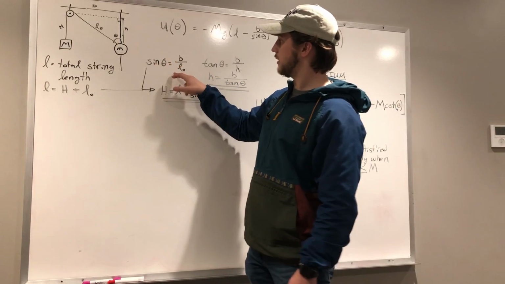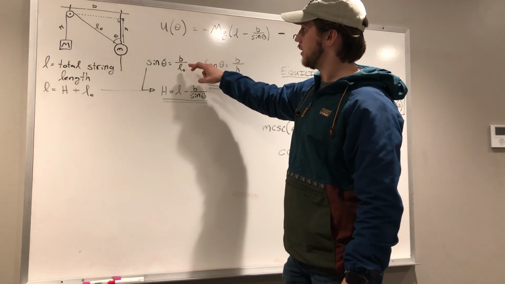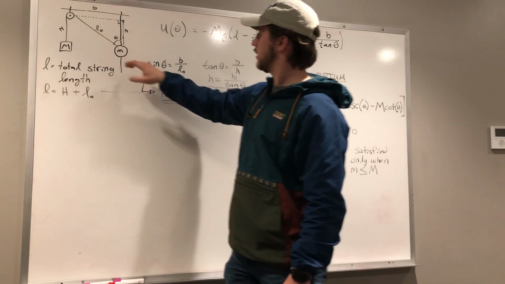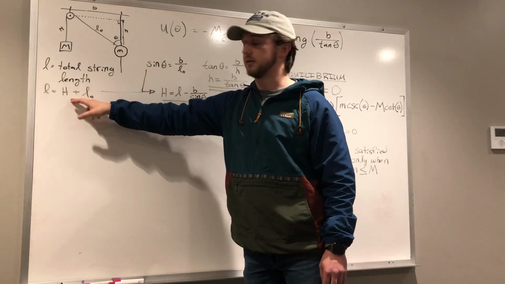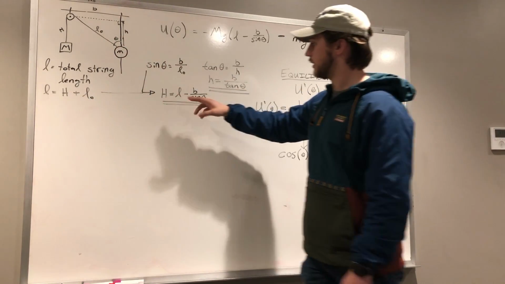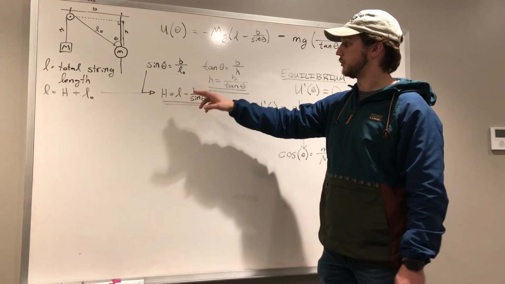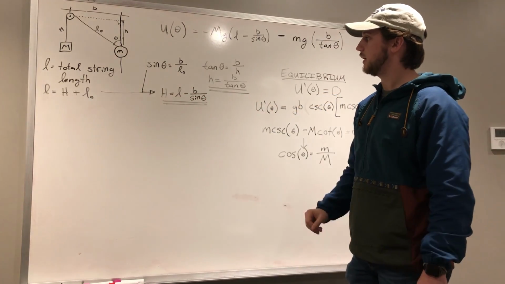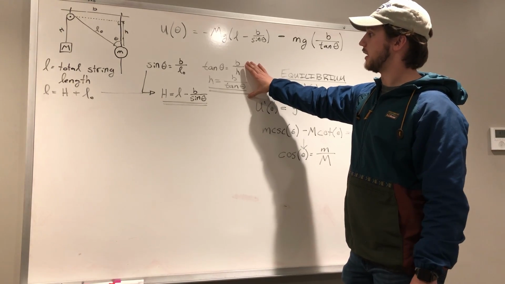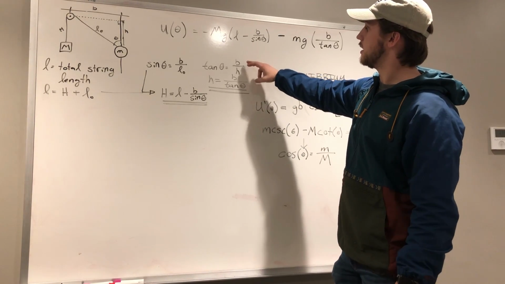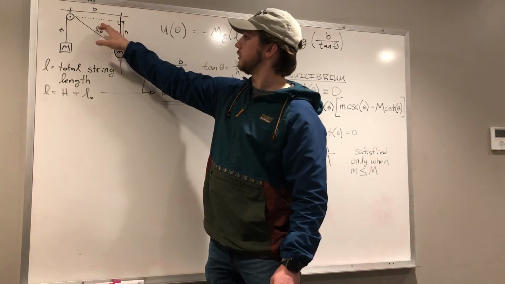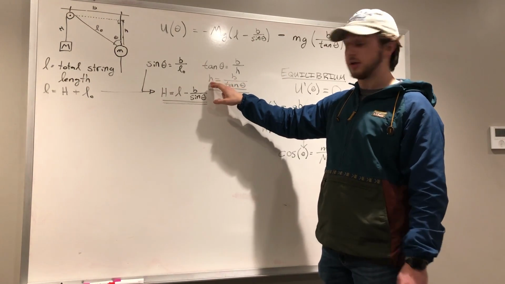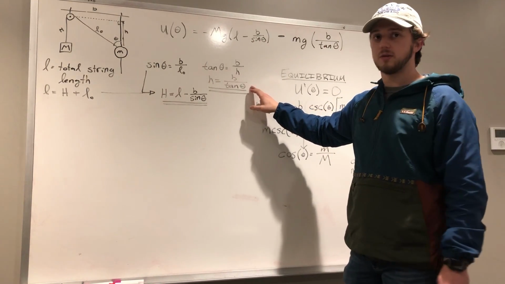So sine theta equals opposite over hypotenuse here, so B over L. Rearrange that and plug it into this formula here. You get that H is equal to L, the total length of the string, minus B over sine theta. In a very similar way, we can say that tangent theta is equal to B over H, opposite over adjacent. Rearranging that, you get that little h is equal to B over tangent theta.